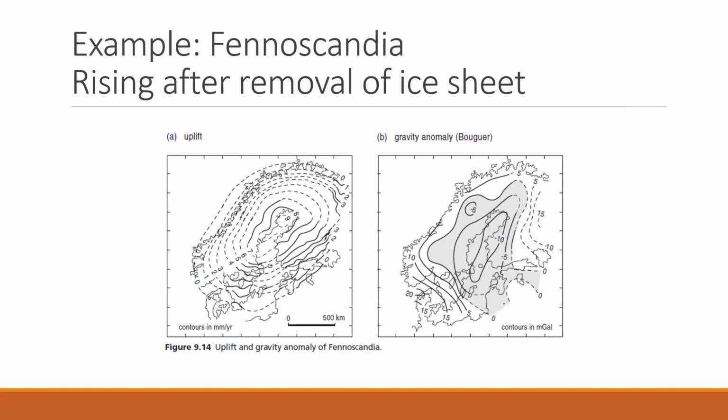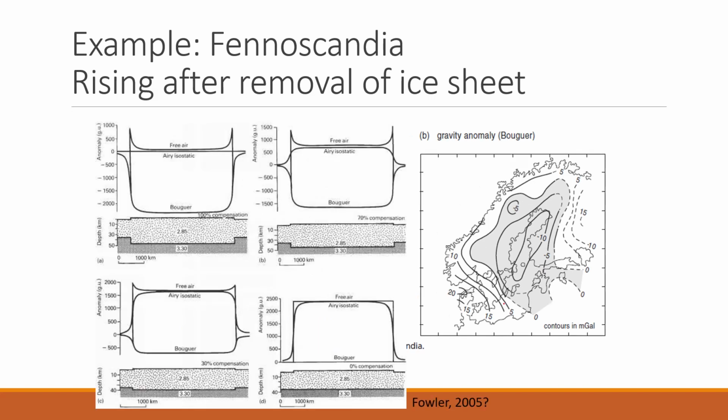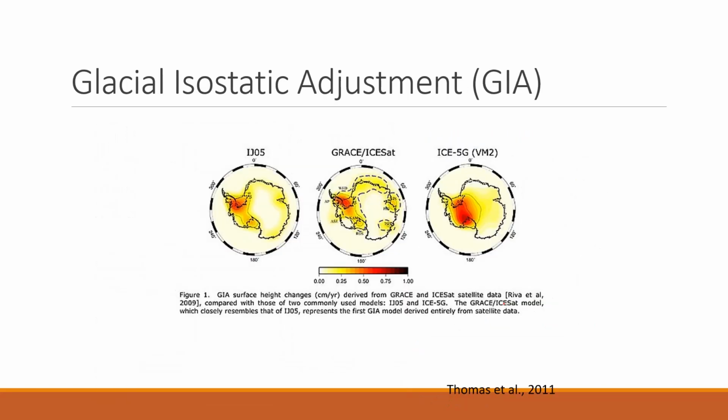This is an example of Fennoscandia, where we're seeing uplift from the removal of ice sheets. And we can actually use this to determine how much ice sheet was there. We can look at these different anomalies to determine how much vertical movement we've had, how much more we can anticipate, and we can calculate how much ice was there in the past. This is being used a lot in Antarctica to determine the extent and the thickness of the various ice sheets in the past. So we're looking at how Antarctica is adjusting.